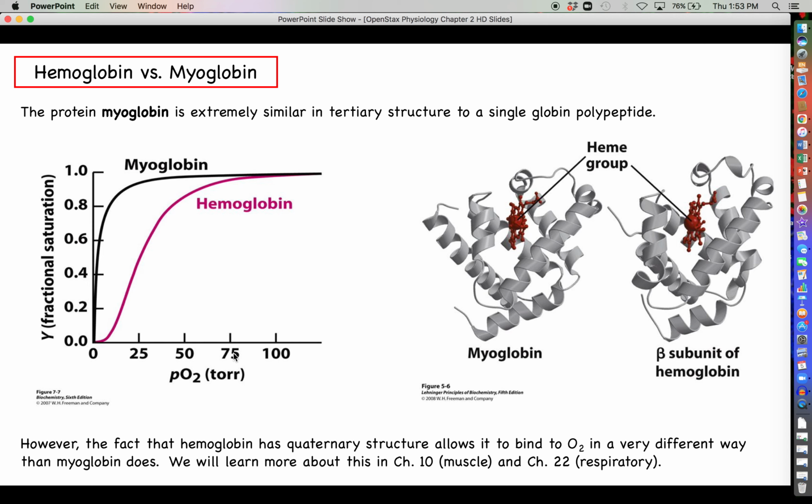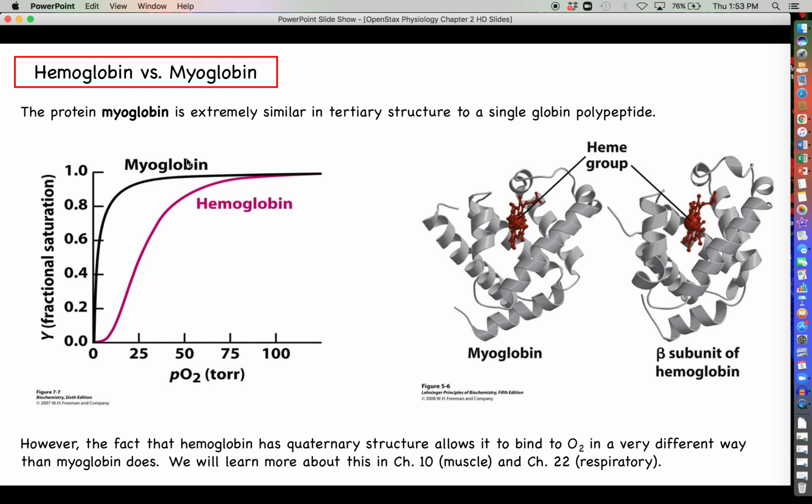Okay, and then on the x-axis, we have the partial pressure of oxygen in solution. So picture there being a certain amount of oxygen free in your blood. The idea here is that as the curves go up, you'll notice up here at the top, at very high concentrations of oxygen, we get these proteins fully loaded up with oxygen. So at very high levels of oxygen, about 100% of both myoglobin and hemoglobin are bound to oxygen.